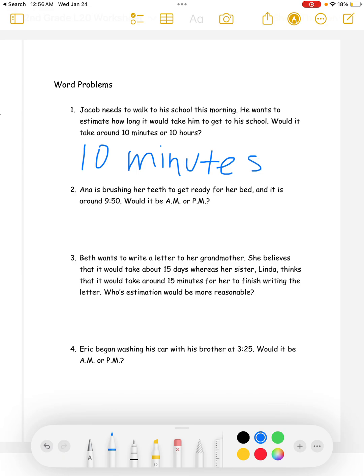And now let's skip to question number 4 for today. This will be our last problem for today. Eric began washing his car with his brother at 3:25. Would it be a.m. or p.m.? It will be 3:25 p.m. and not a.m. because at a.m. you'll be asleep.